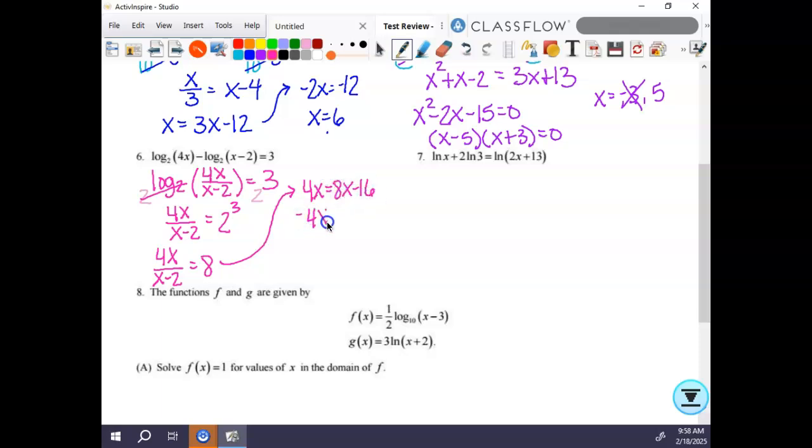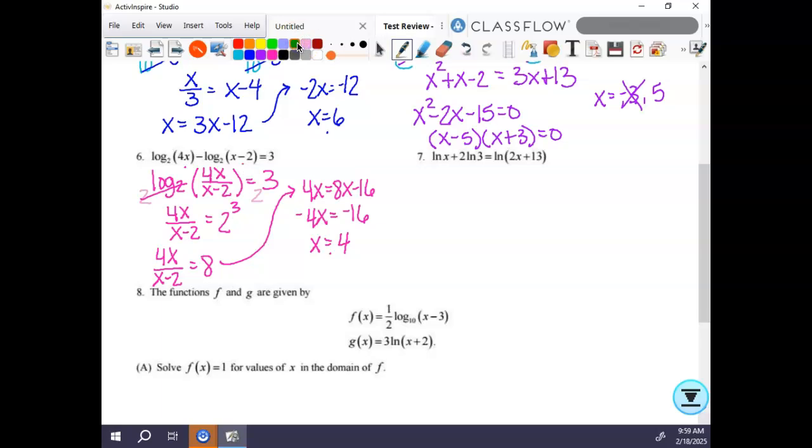So negative 4x equals negative 16. x equals 4. So then I'm going to substitute this into here. That'll be okay. In here, that'll work. So my answer is 4.